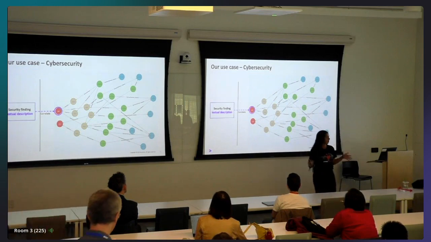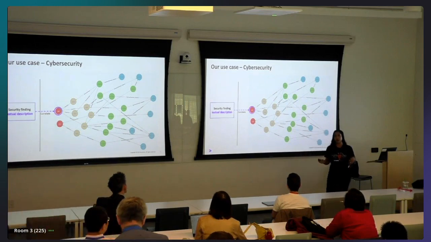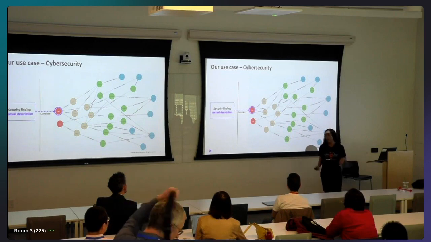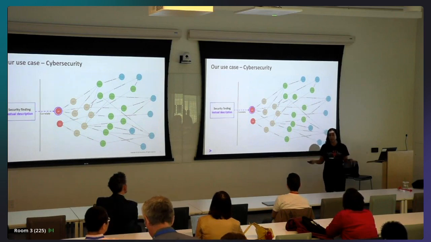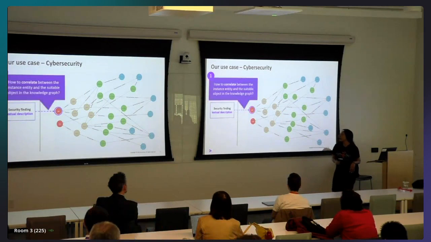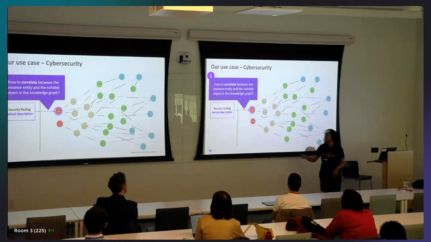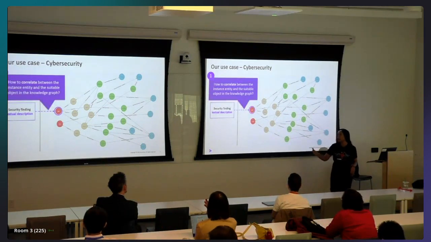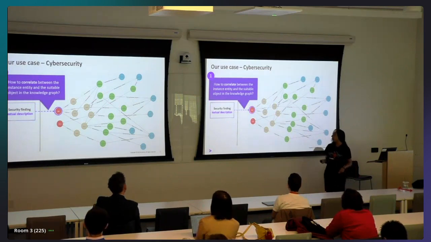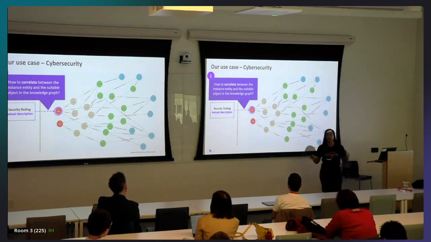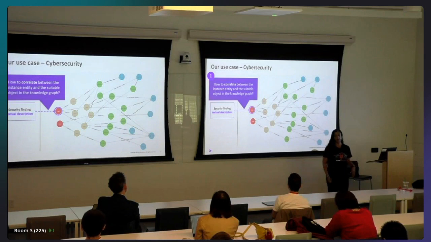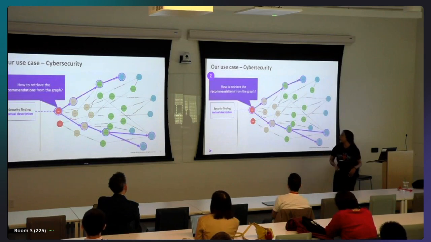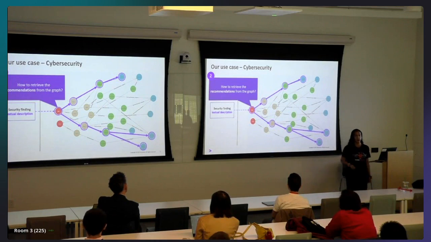To solve this problem, we came up with two research questions. We separated it into two phases. The first one is how to correlate a specific entity from the graph to our finding. We can look at it as a gate for our graph. And the next one is how to retrieve the right recommendations from the graph.